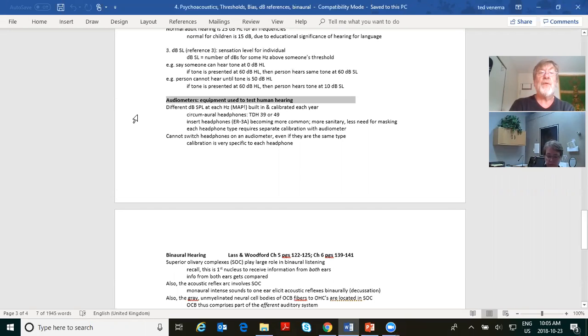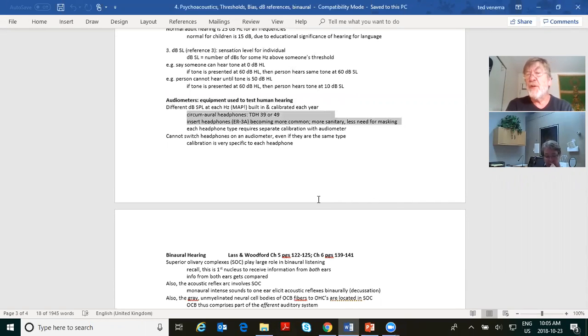In other words, MAP is built in, and the audiometer is calibrated each year. This is an important one. There's 2 kinds of headphones. One kind of headphone fits around your ear. It's called circumaural. It's often called TDH39 or TDH49. Don't ask me why, that's just what they're called.